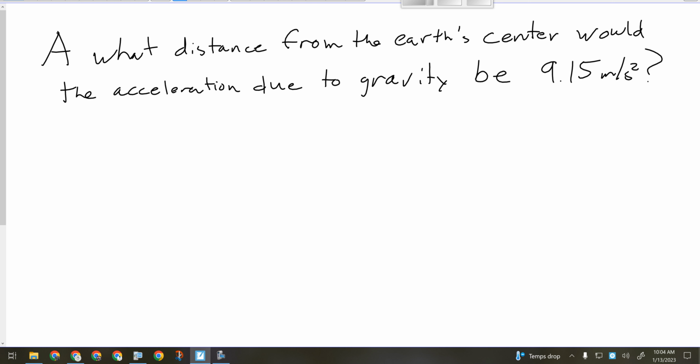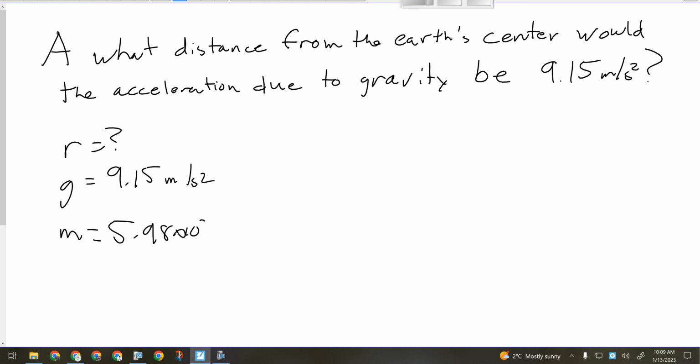Okay, make that one a little easier. I initially was going to say at what distance from the Earth's surface, but we'll go Earth's center instead and save a step. We're looking for the distance from the Earth's center, so we're looking for R on this one. We know what little g is: 9.15 newtons per kilogram or meters per second squared, either one, and we know that the mass causing the field is the Earth, 5.98 times 10 to the 24.